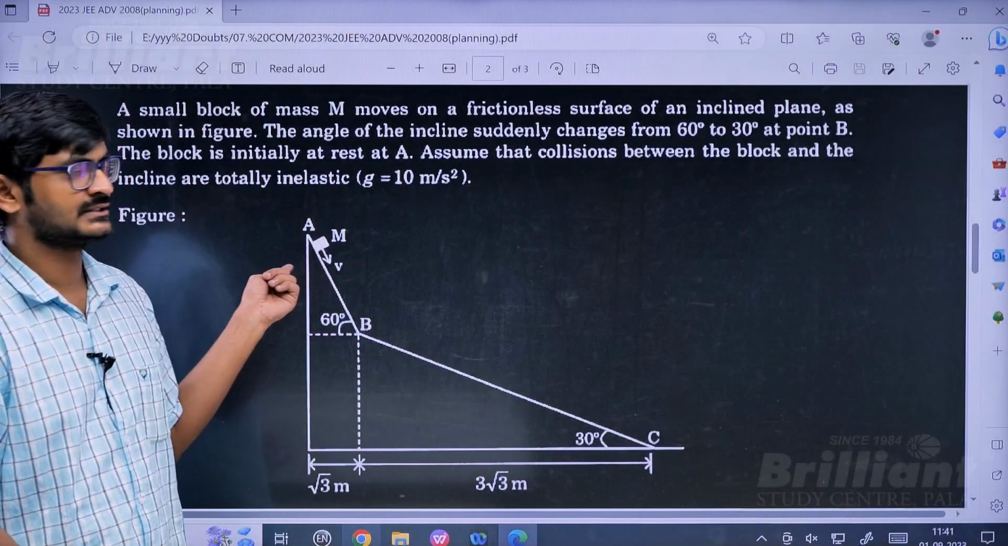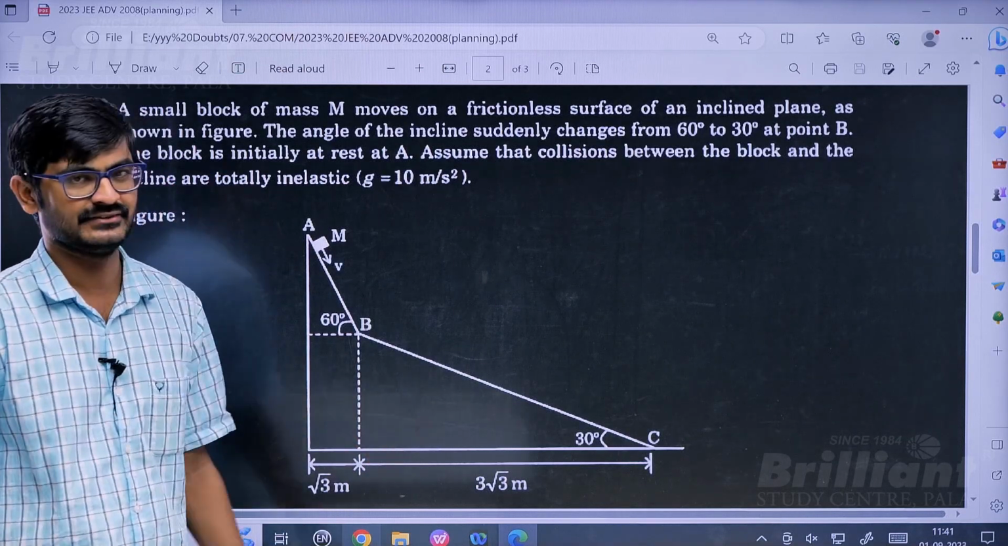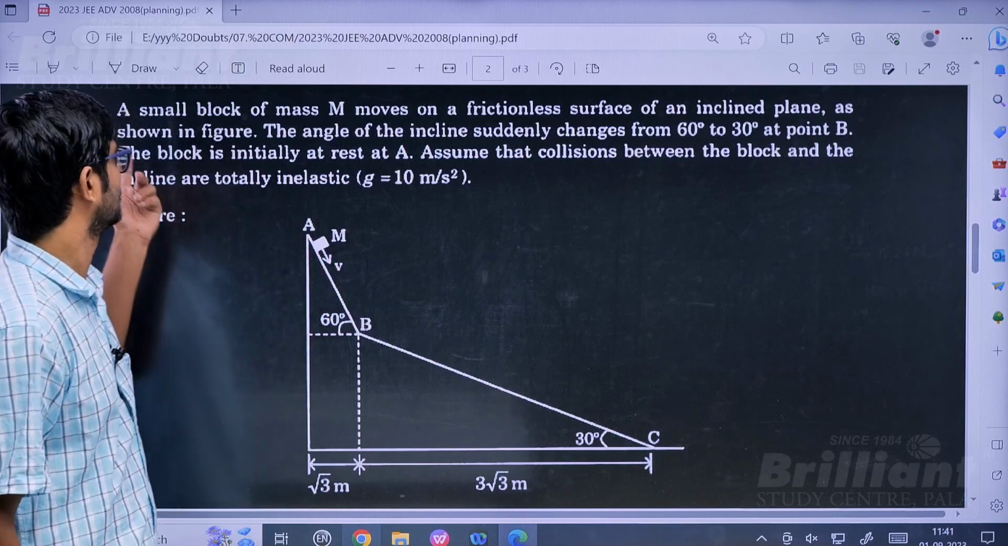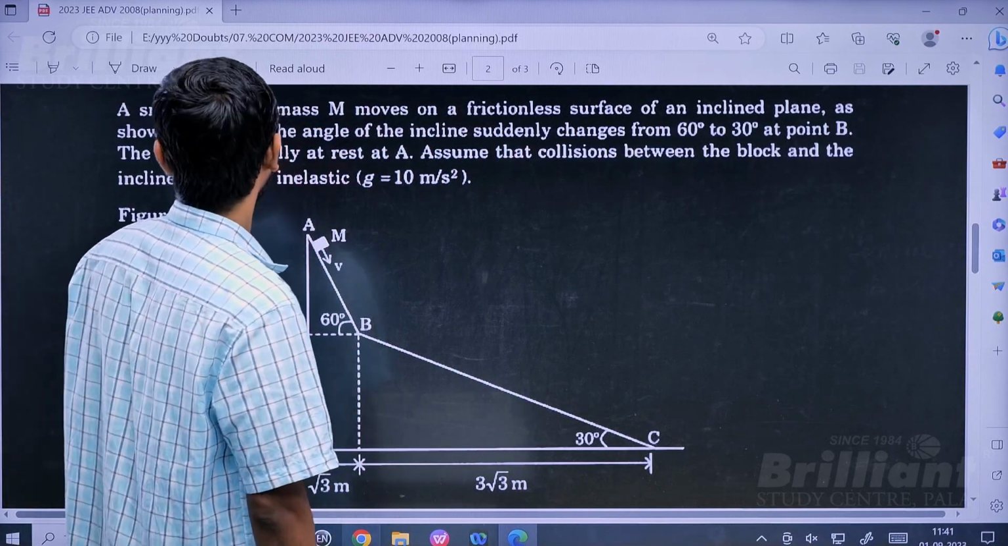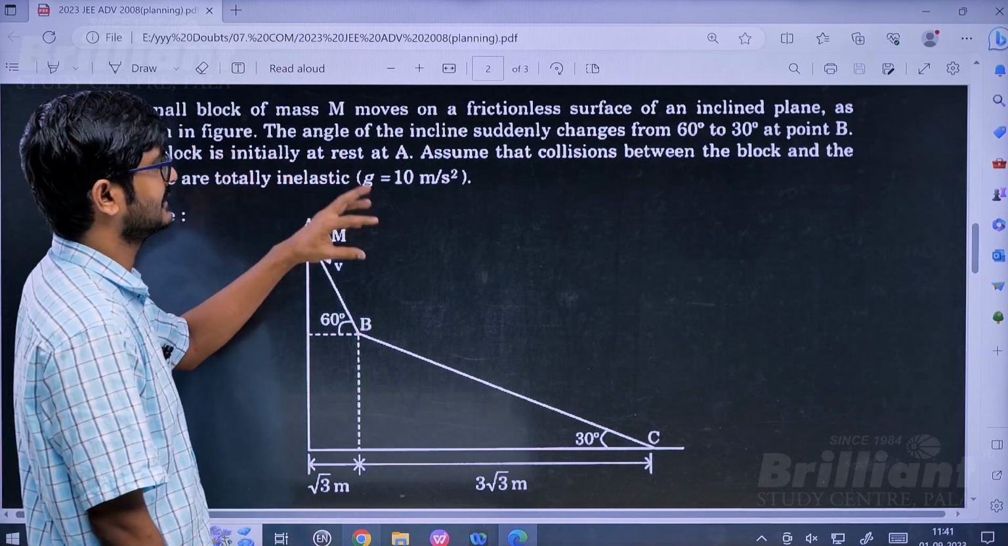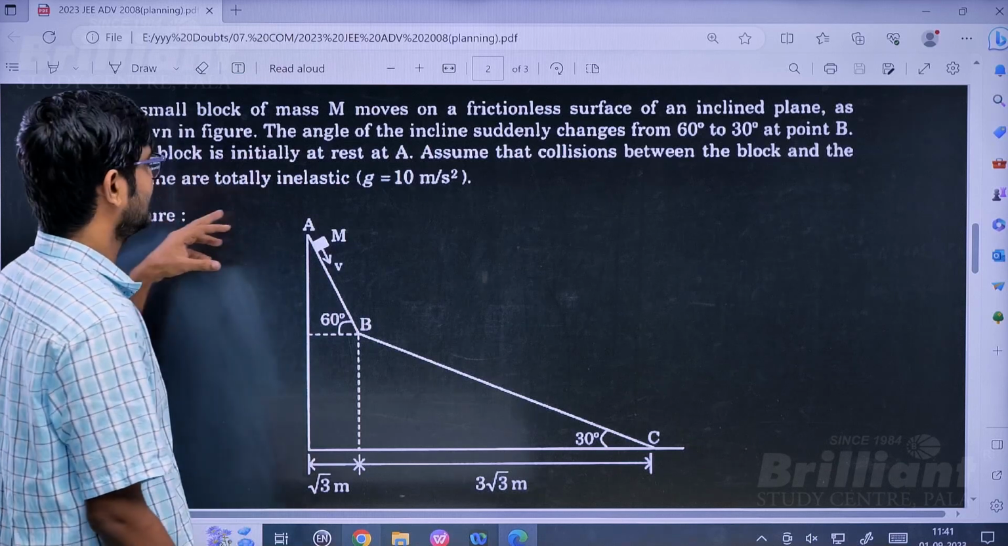Someone was asking me this question, which is from 2008 JEE Advanced. It's not very difficult, but those who have doubt, you can look here. A small block of mass m moves on a frictionless surface of an inclined plane. As shown in the figure, the angle of the incline suddenly changes from 60 to 30 at point B. The block is initially at rest at A.